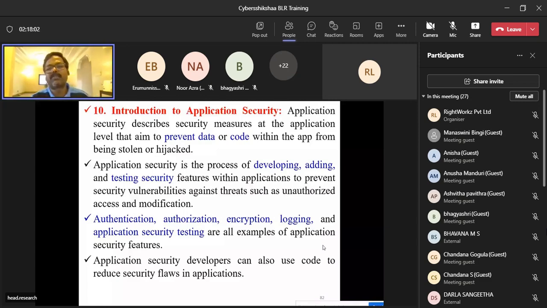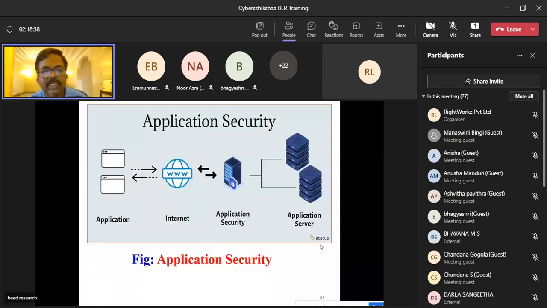It is the process of developing, adding, and testing security features within applications to prevent security vulnerabilities against threats such as unauthorized access and modification. Authentication, authorization, encryption, logging, and application security testing are all examples of application security features. Application security developers can also use code to reduce security flaws in applications. So this is an example of application security.